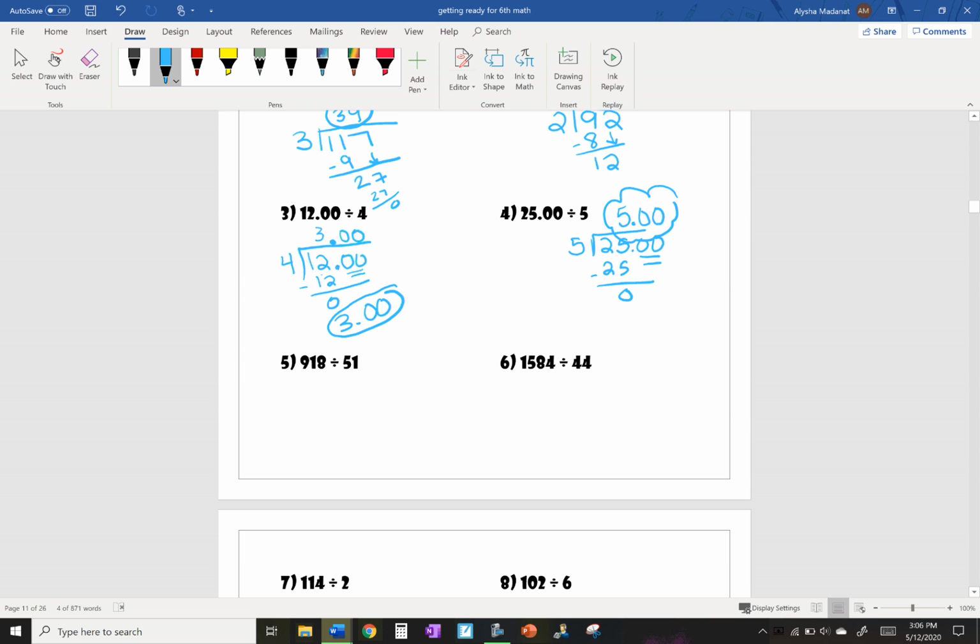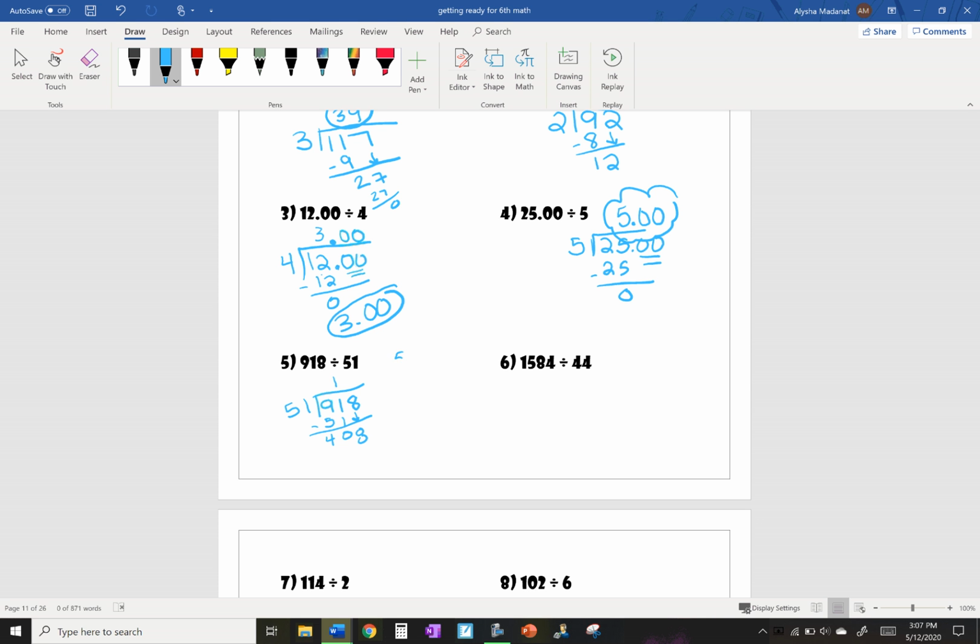Number 5, you've got a 3 by 2, so now you've got 918 divided by 51. So 51 is going to get close to 91 one time. So subtract those, and you're going to get 40. 40 is too small for 51, so bring down your 8. Now you need to find a factor that 51 can get close to 408.